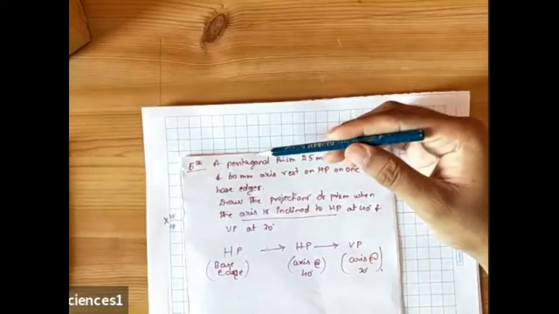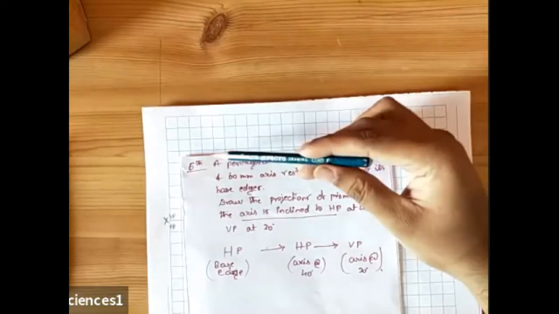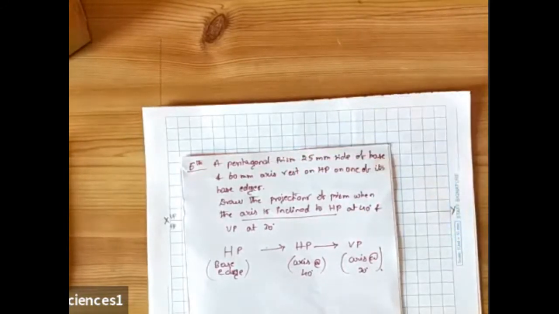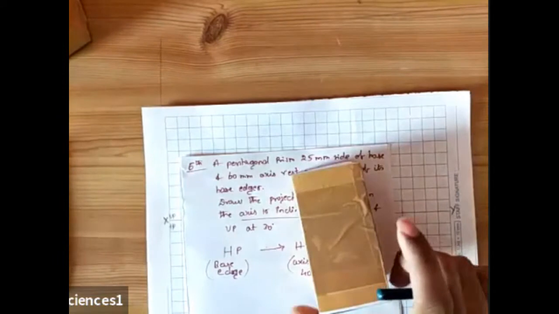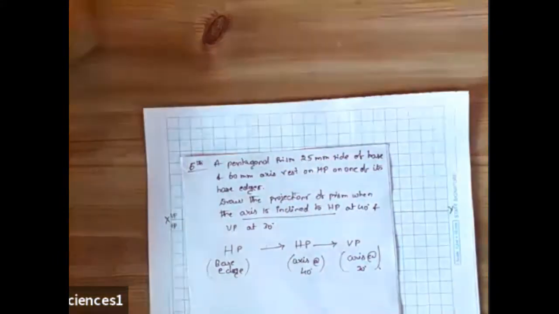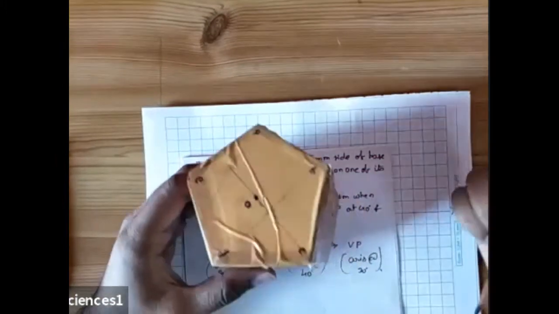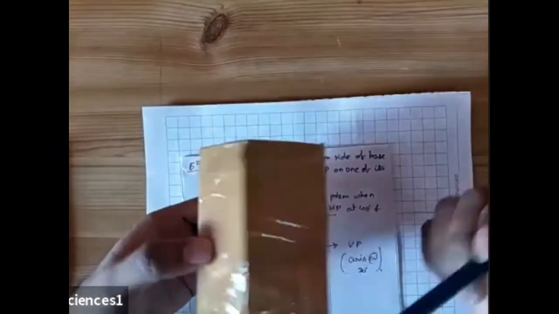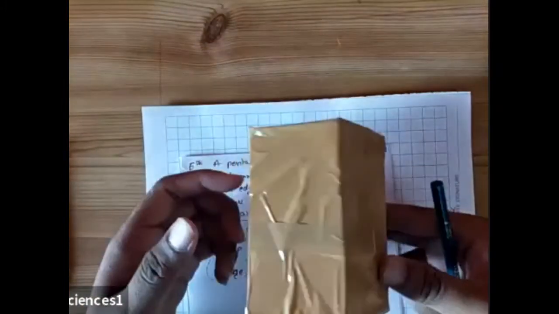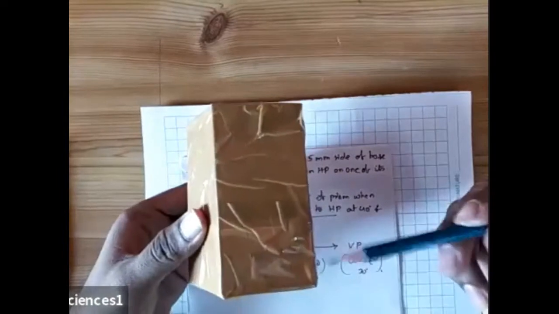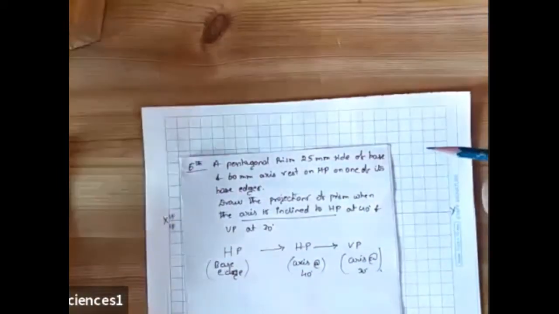Starting the second problem for today, and this is the sixth problem in the PDF which we have shared. Last class we solved with the square prism, and today we will be solving with the pentagon. This is a pentagon prism. It has 5 sides and 5 corners. So based on the pentagon prism, we'll be solving problems today.